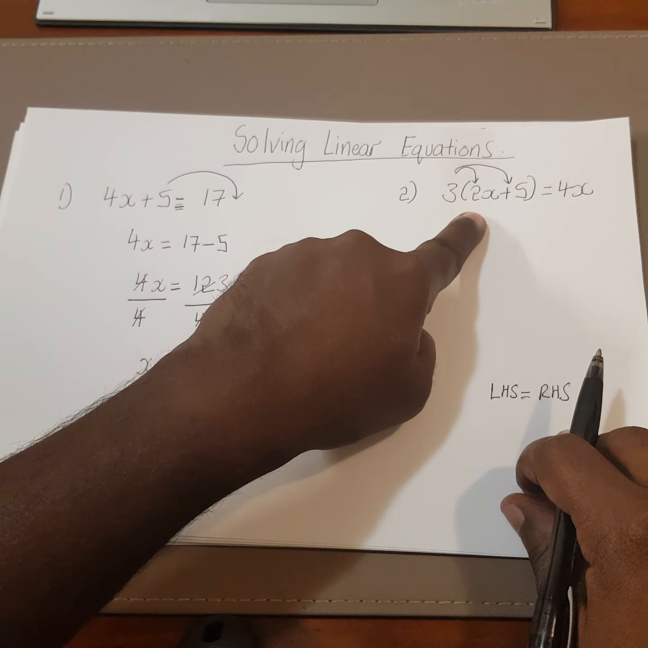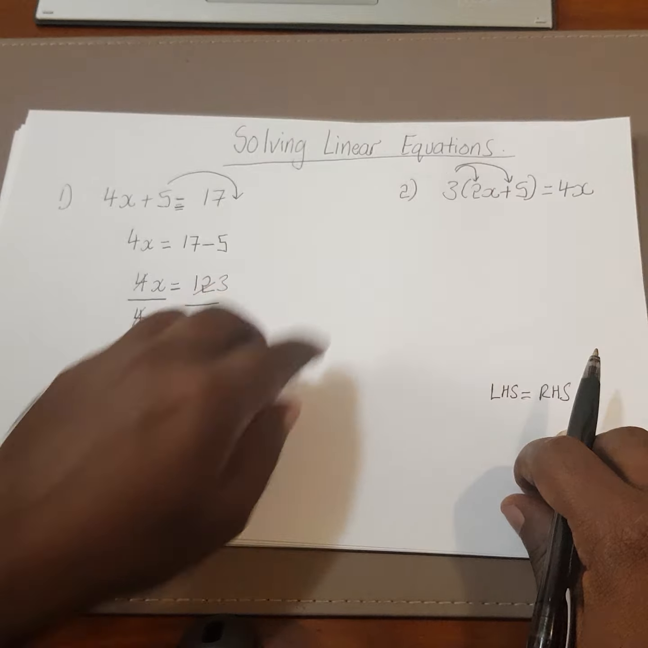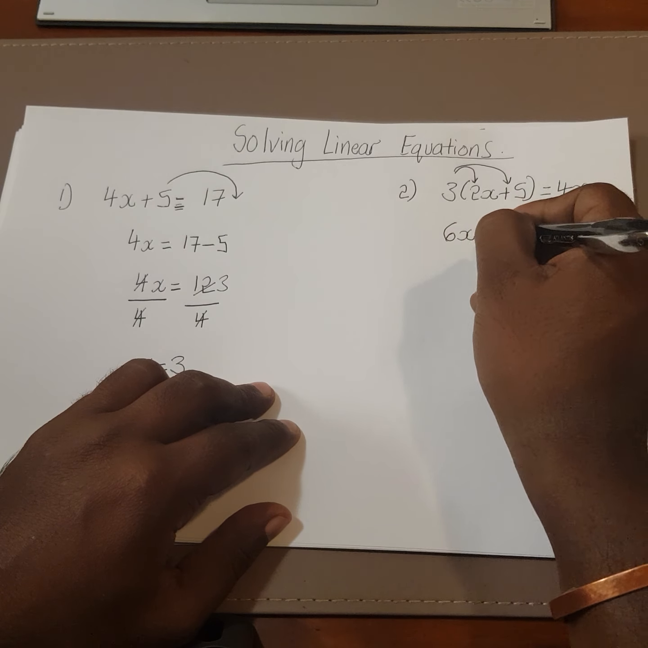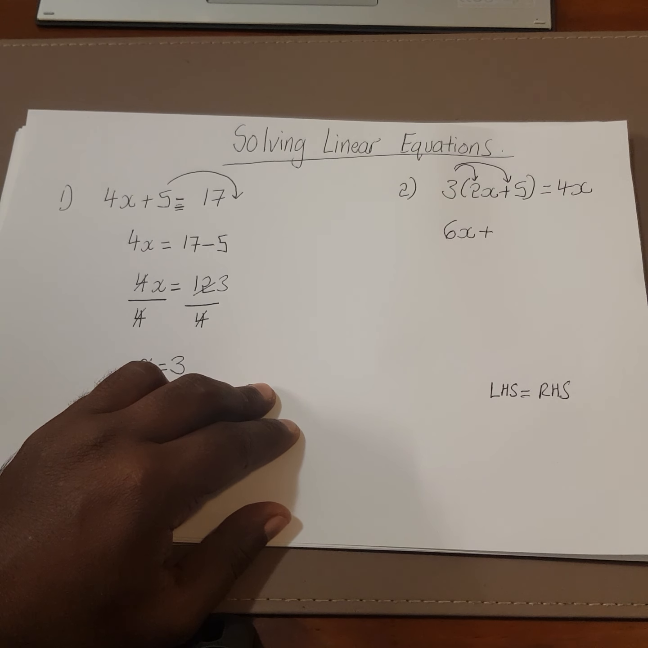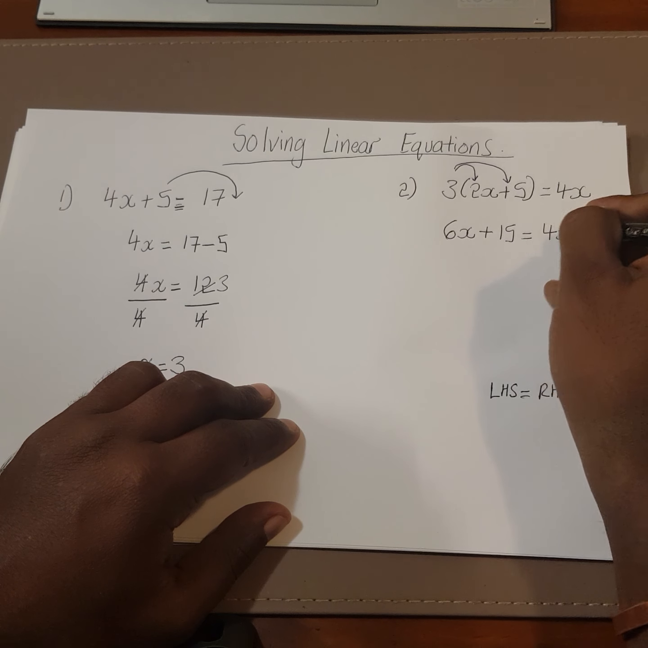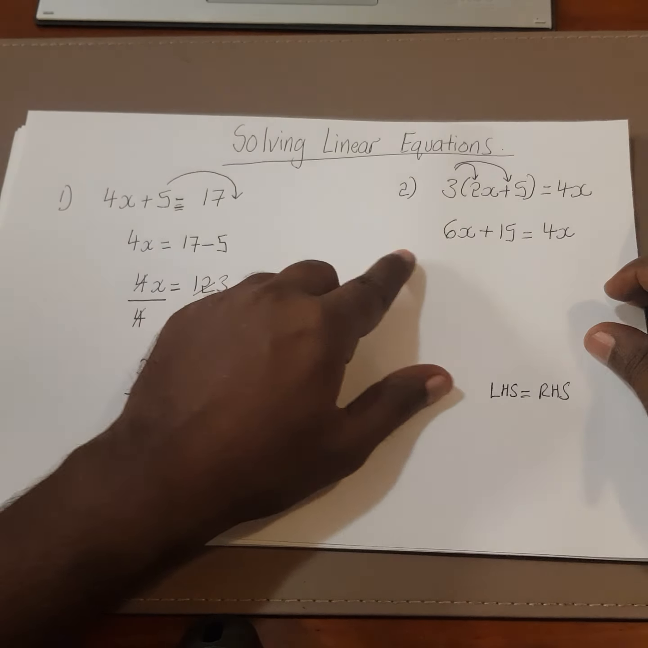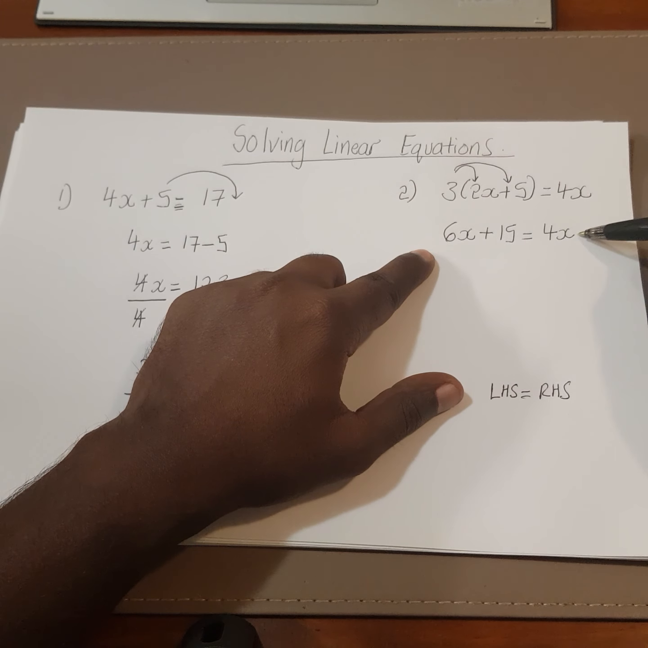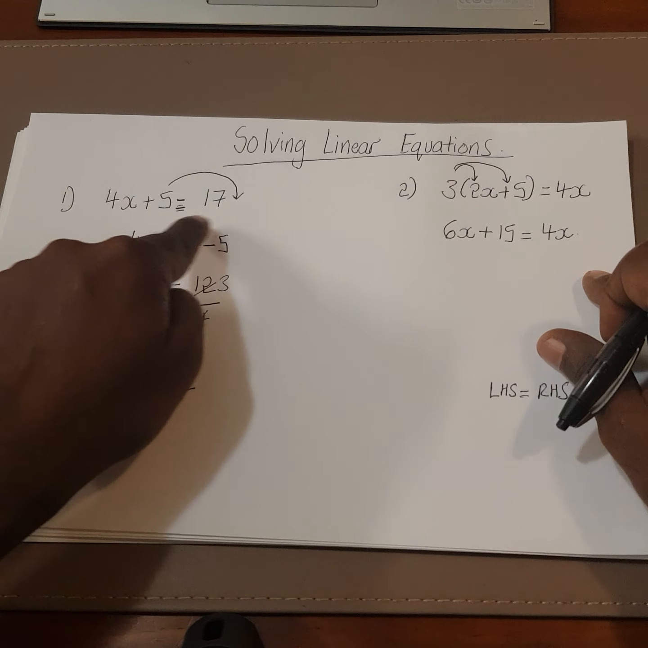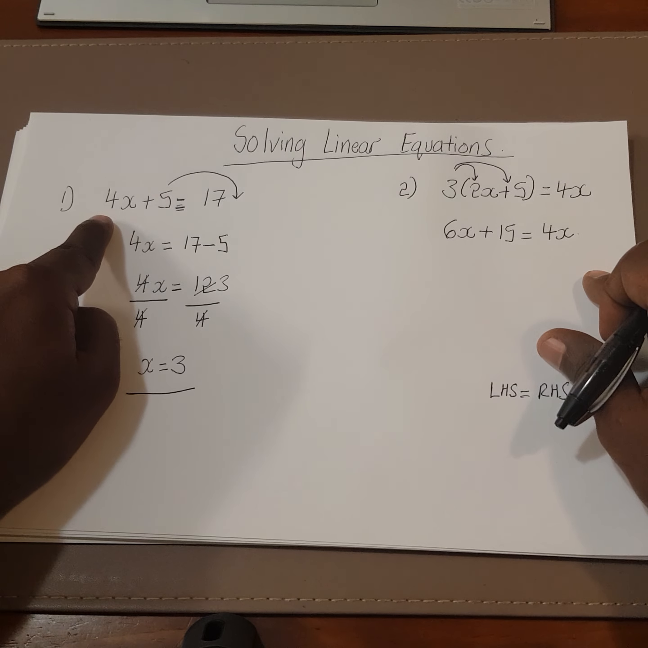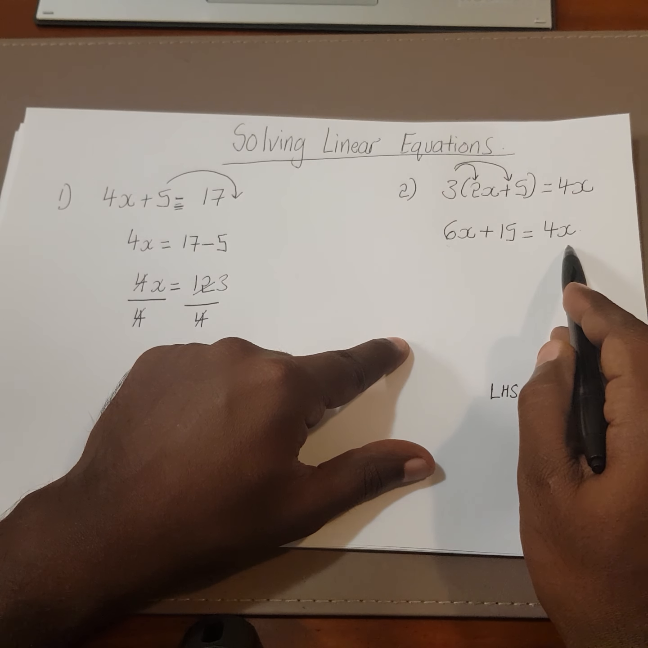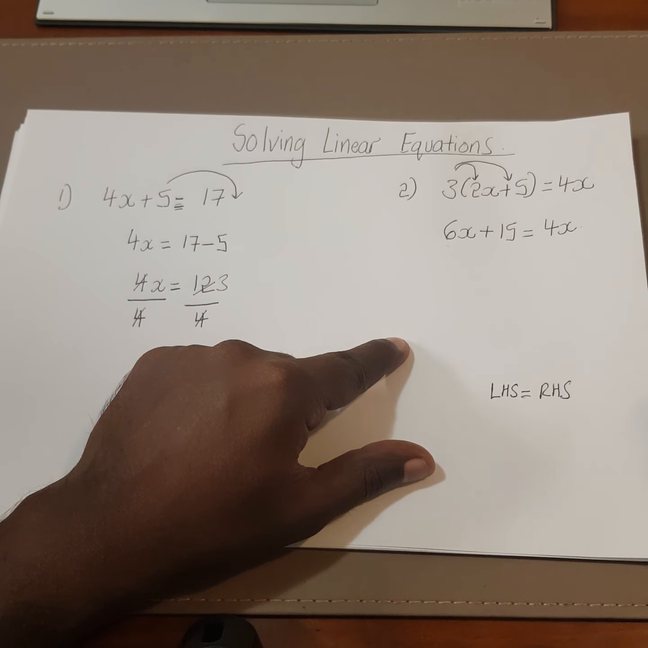So 3 times 2x plus 3 times 5. So 3 times 2x becomes 6x. You put a plus because there's a plus there. And 3 times 5 becomes 15. And that's equal to 4x. So do you now see that this equation is kind of similar to the previous one? The only difference is in the previous equation, you got 2 numbers and 1 letter, whereas in this one here, you've got 6x and 4x as the letters and the number as 15.